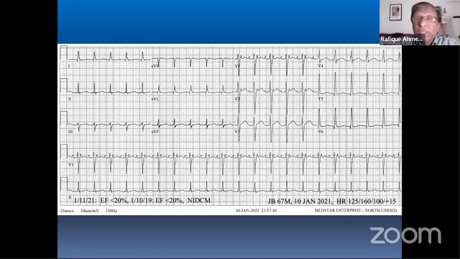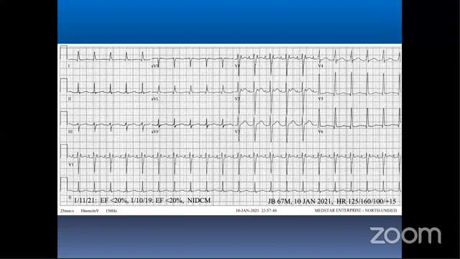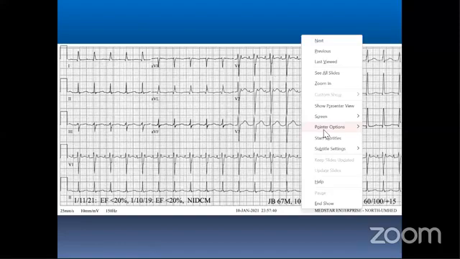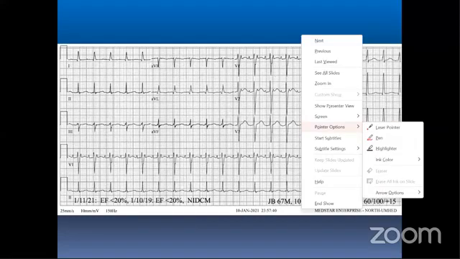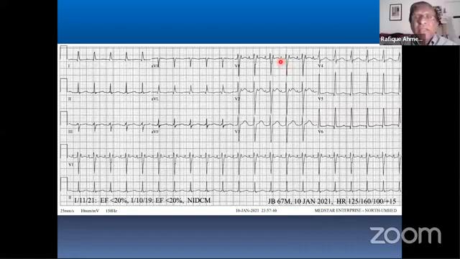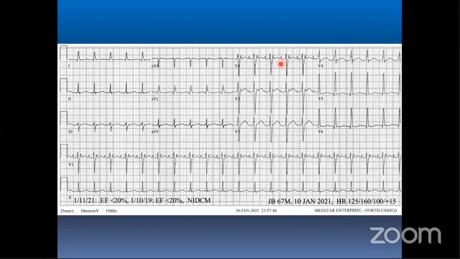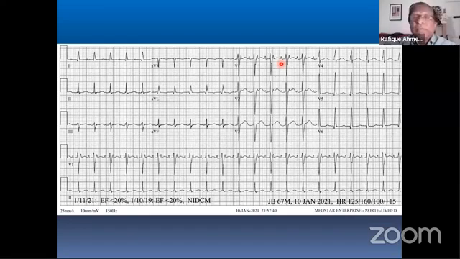Okay. So why did you say sinus tachycardia? Sir, because I can see the P wave. Yes. So you can see my pointer, right? So there is the P wave you are talking about, right? Right, sir. Yes, sir. Okay. Anything funny about this P wave?